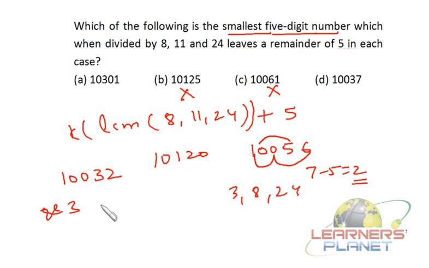Now let's check for 11. So it's 1 plus 2, 3, and 0 plus 3. That means 3 minus 3, 0. So we are getting 0. That means this number is divisible by 11. So definitely 10037 will be the right choice. No need to check 10301. I hope you are clear with the problem.